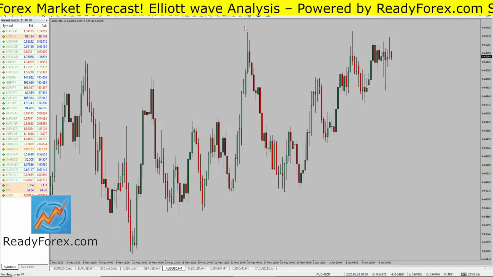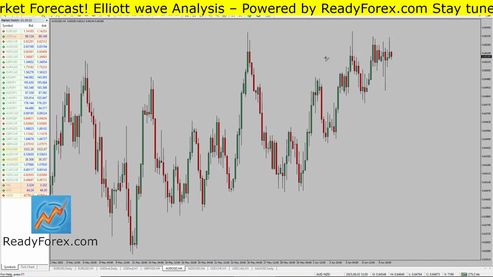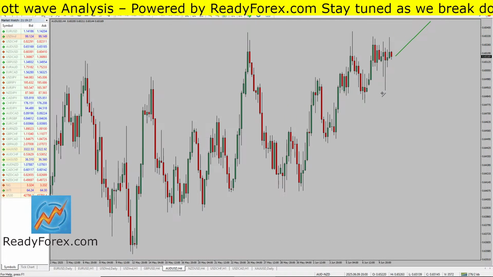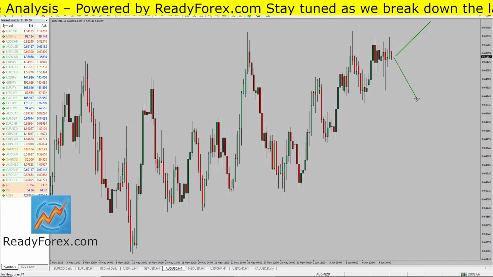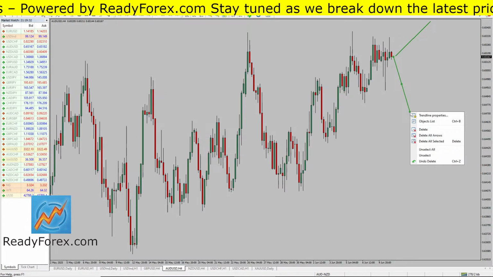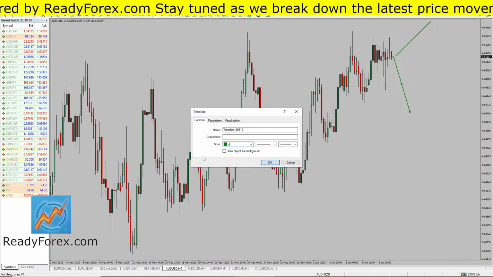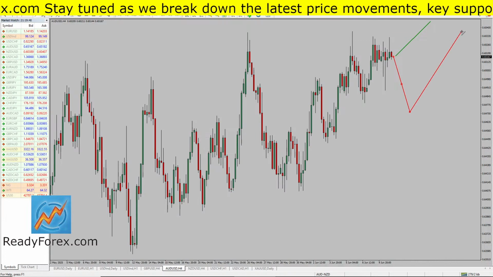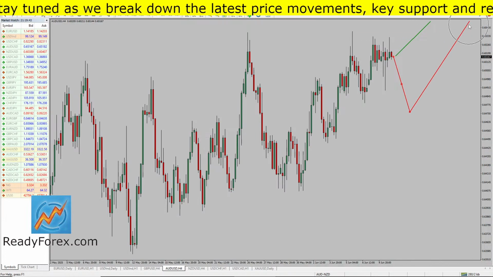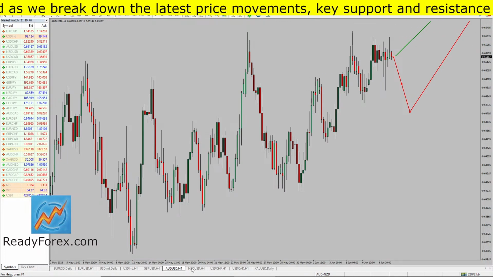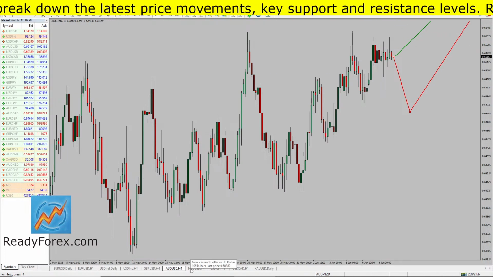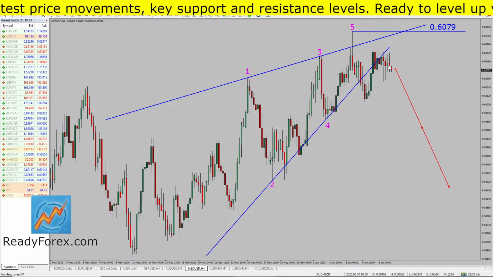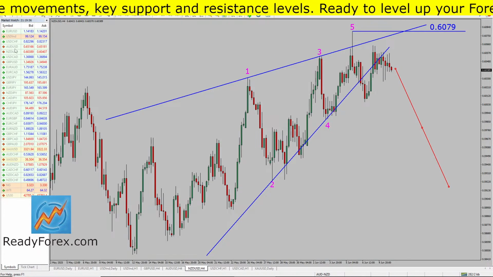AUDUSD currency pair, it seems to me market is probably going to rise up more. Another idea is that market might try to drop lower first. Okay, it's possible that we see a decline in price action first, and then market is going to print a new high. But overall, it's an uptrend going on. Let's take a look at the New Zealand dollar versus United States dollar currency pair. Now in the NZDUSD currency pair, it's a nice uptrend going on.